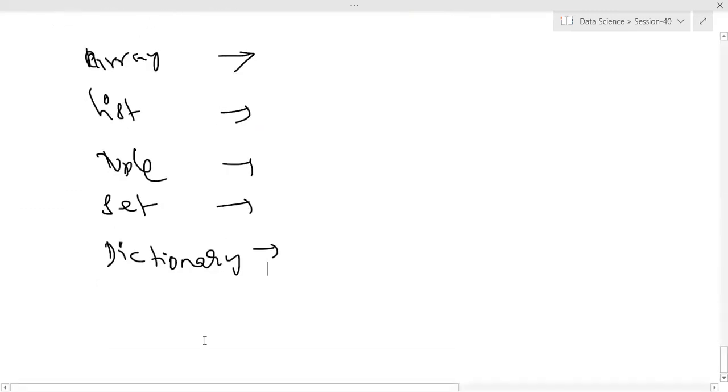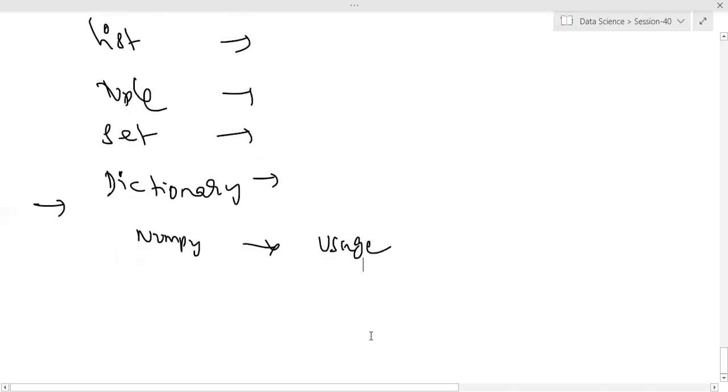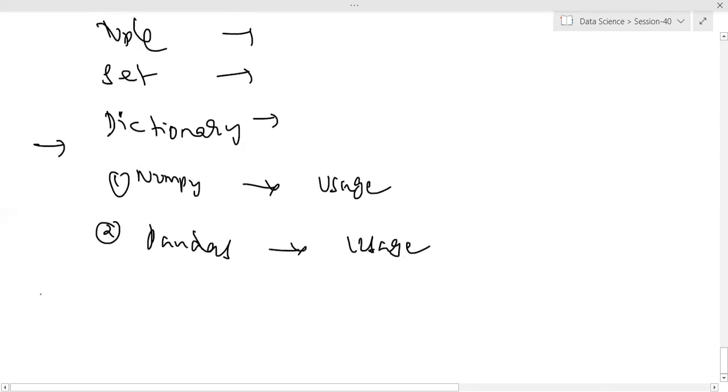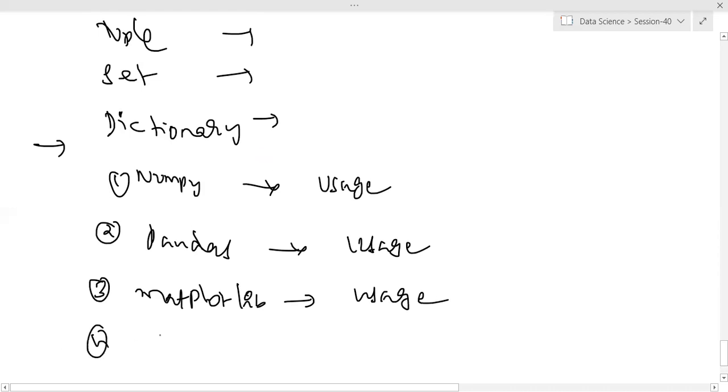And apart from these things, I am asking you guys to prepare what exactly the NumPy usage is, and thereafter the pandas usage, and then Matplotlib, and then some kind of Seaborn.